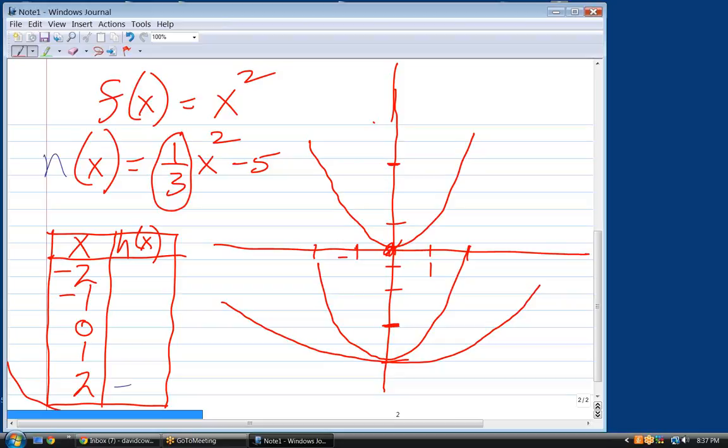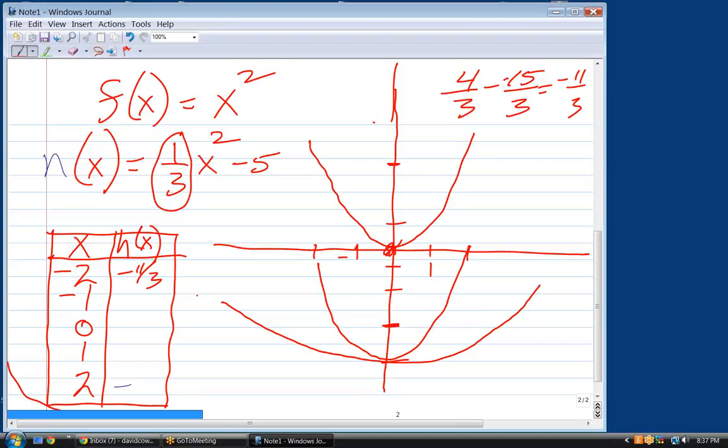And the table, again, is relatively easy. And we're still centered on the y-axis. So these two numbers will be the same as those two numbers. So let's just do -2. So that'll be 1/3 of 4, right? So that's 4/3, minus 5. 4/3 minus 5, which is 15/3, gives you -11/3. So minus 11/3. And then when x is -1, what do we have?